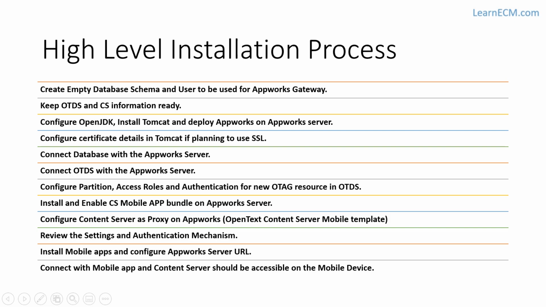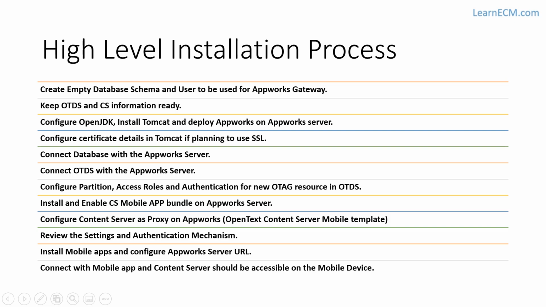Then we need to add the partitions, like our normal content server user partitions, who will have access to this mobile app, so that when they authenticate through the mobile app, they will be able to authenticate. So we need to add those partitions in the access role for OTag. These are the configurations that we need to perform. Once that is done, we need to install and enable the CS mobile app bundle. This again we need to get from OpenText, and we need to install this app on the AppWorks server. It will be a zip file which we need to install.